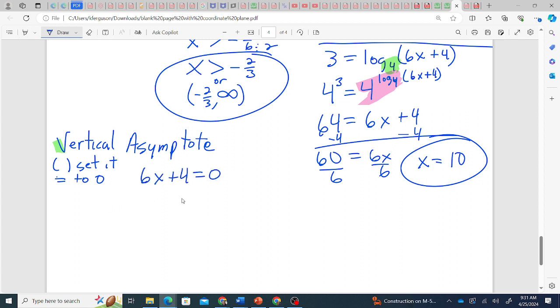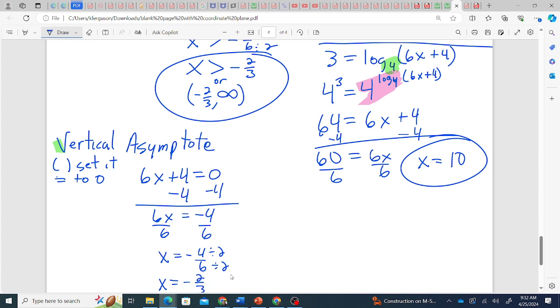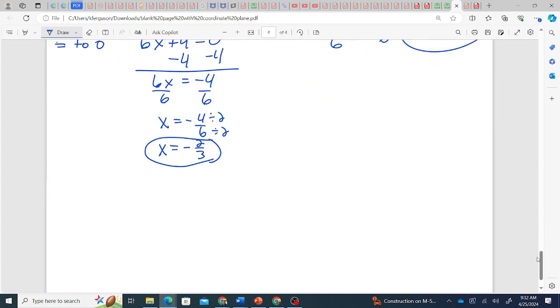And then I do the exact same steps that I did for the domain. I subtract 4 from both sides. I get 6x equals negative 4. Then I divide by 6 on both sides and get x equals negative 4 over 6. Then I reduce. So x equals negative 2 over 3. That is my vertical asymptote. So those are the three things.